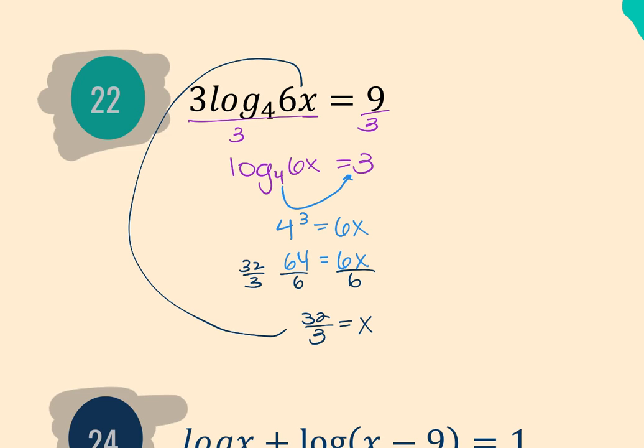When I plug it back in, I just needed to say greater than 0, which it would. So I can keep that as the answer. You don't need to convert to mixed number. You can keep it improper as long as it's simplified.